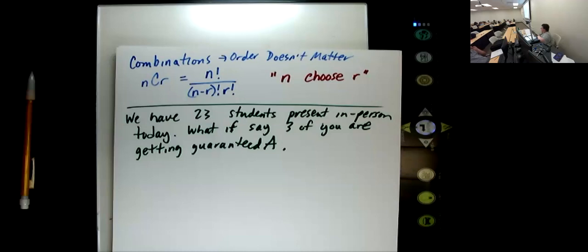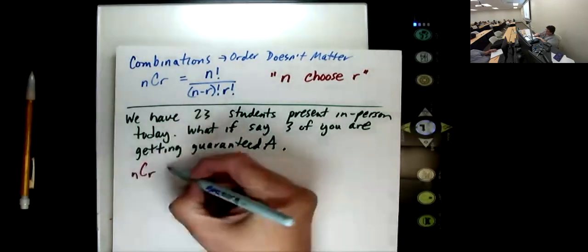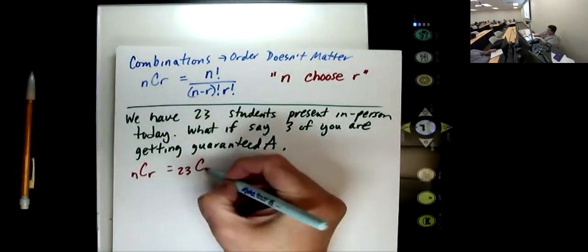I'm picking 3 people. And you want to be one of them. Do you give a shit if I choose you to be the first person selected or the third person selected? No, the prize is the same. So it's this kind of scenario that you're looking for in n choose r, which is 23 choose 3.